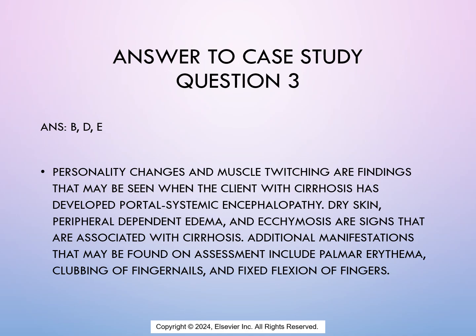So the other signs and symptoms that we are going to see are going to be dry skin with a rash, peripheral dependent edema, and ecchymosis or spider angiomas. The answers here were B as in boy, D as in delta, and E as in echo. Personality changes and muscle twitching are findings that may be seen when the client with cirrhosis has developed portal systemic encephalopathy. Dry skin, peripheral dependent edema, and ecchymosis are signs that are associated with cirrhosis.